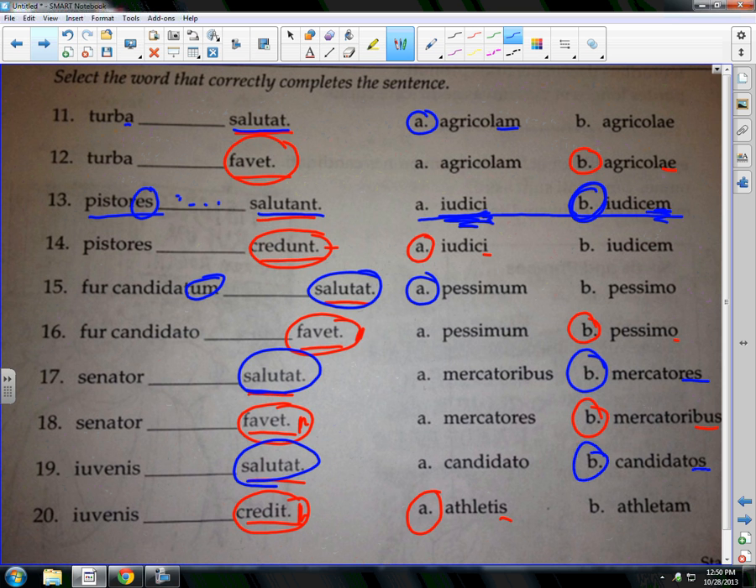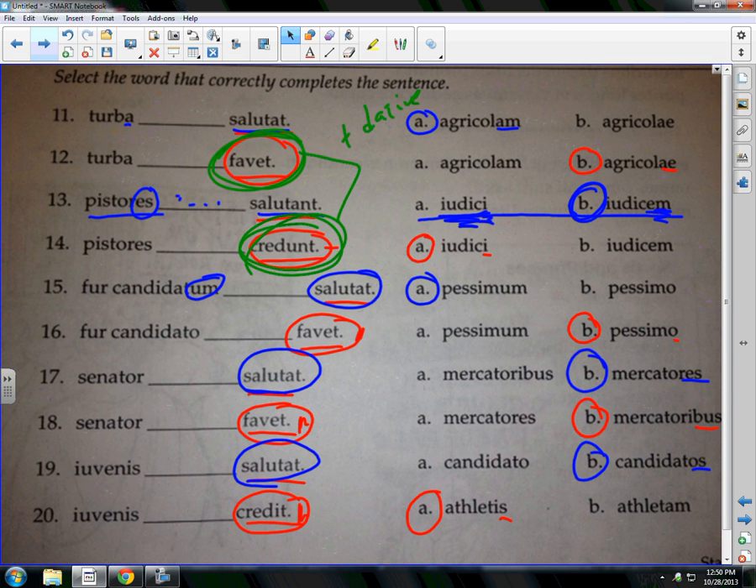This entire section is simply based on the question, do I know that faveo and credo take the dative? That's it. That's this whole section. Do I know that faveo and credo take the dative? This section right here on our test should have been a lot easier than what you guys made it.